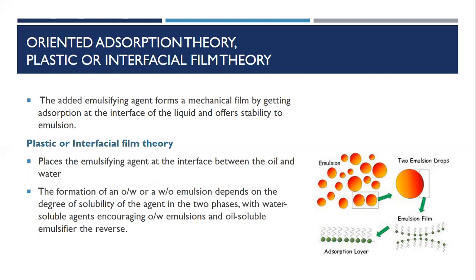However, this theory cannot explain the formation and type of emulsion. The next is the plastic or interfacial film theory. The plastic or interfacial film theory places the emulsifying agent at the interface between the oil and water, surrounding the droplets of internal phase as a thin layer of film adsorbed on the surface of the drops. The formation of an oil in water or water in oil emulsion depends on the degree of solubility of the agent in the two phases, with water-soluble agents encouraging an oil in water emulsion and oil-soluble emulsifiers the reverse.